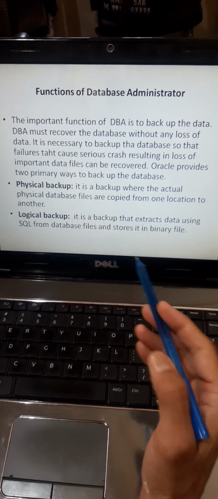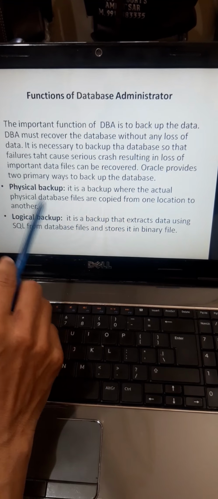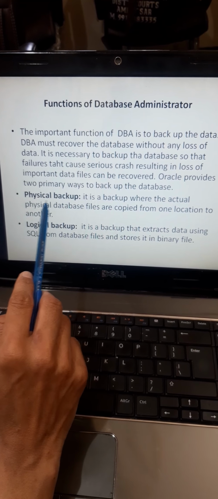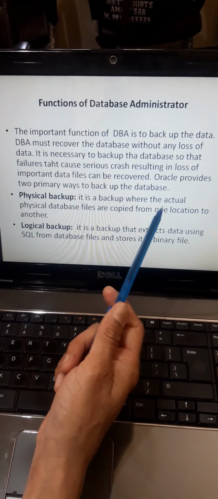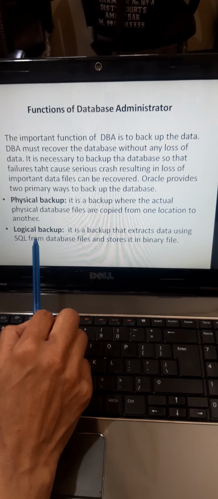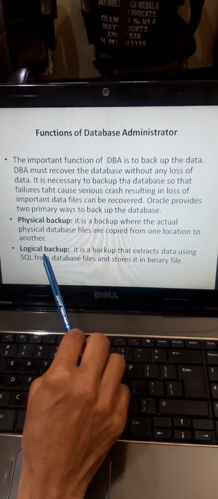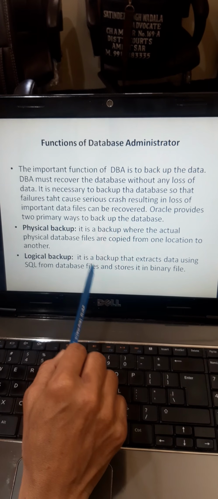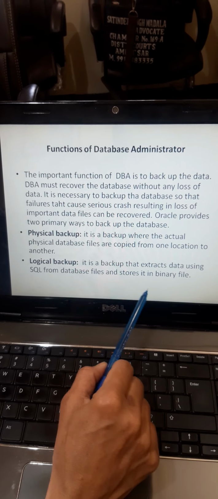So there are two types of data backups I have discussed over here. One is the physical backup. Physical backup is like copying the data or the file from one location to another. Whereas the logical backup is one in which the data is extracted with the help of various SQL commands and stored in some binary file.